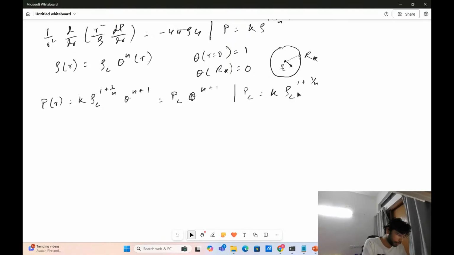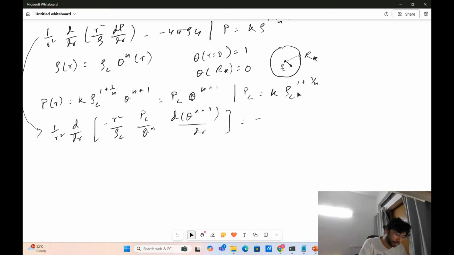Now, from the equation, we get 1 by r squared d/dr of minus r squared by rho c, Pc to the power of, divided by theta to the n, d of theta to the n plus 1 by dr, equals minus 4 pi g rho c theta to the power of n. I just put in the values of rho and P. Any questions?